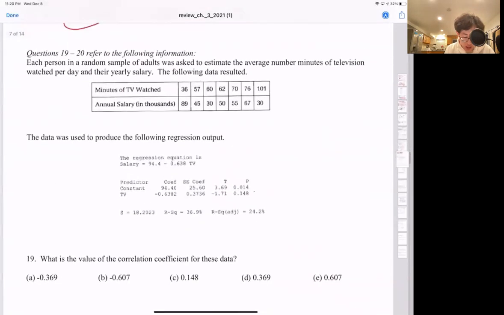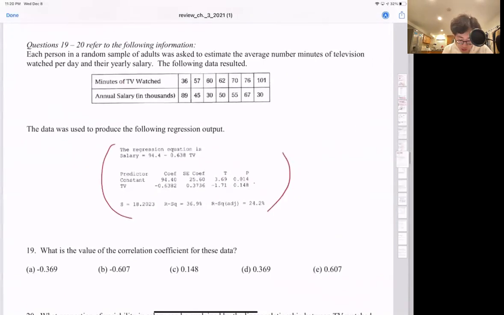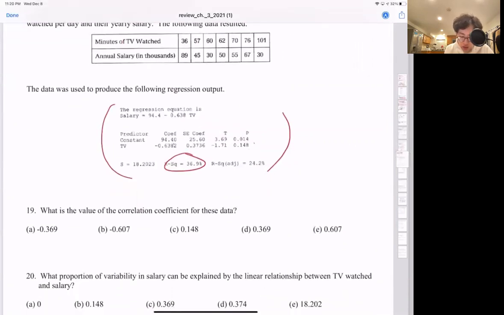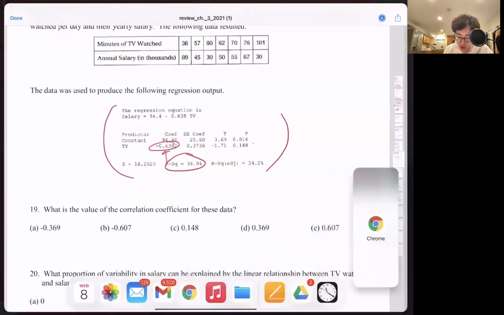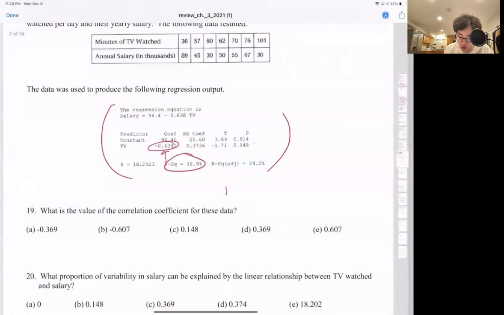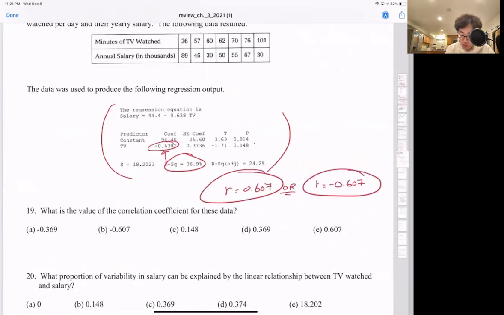So 19 through 20, the data was used to produce the following regression output, which gives the value of the coefficient of determination. So you take that and you have to square root it. But you always have to pay close attention to the slope when you're doing this, because sometimes it's very easy to forget. Square root of 0.369 gives you 0.607. So that means your R value is 0.607 or negative 0.607. It could be negative or positive. Because the slope is negative, your linear trend is going downwards. So it's B for this one.